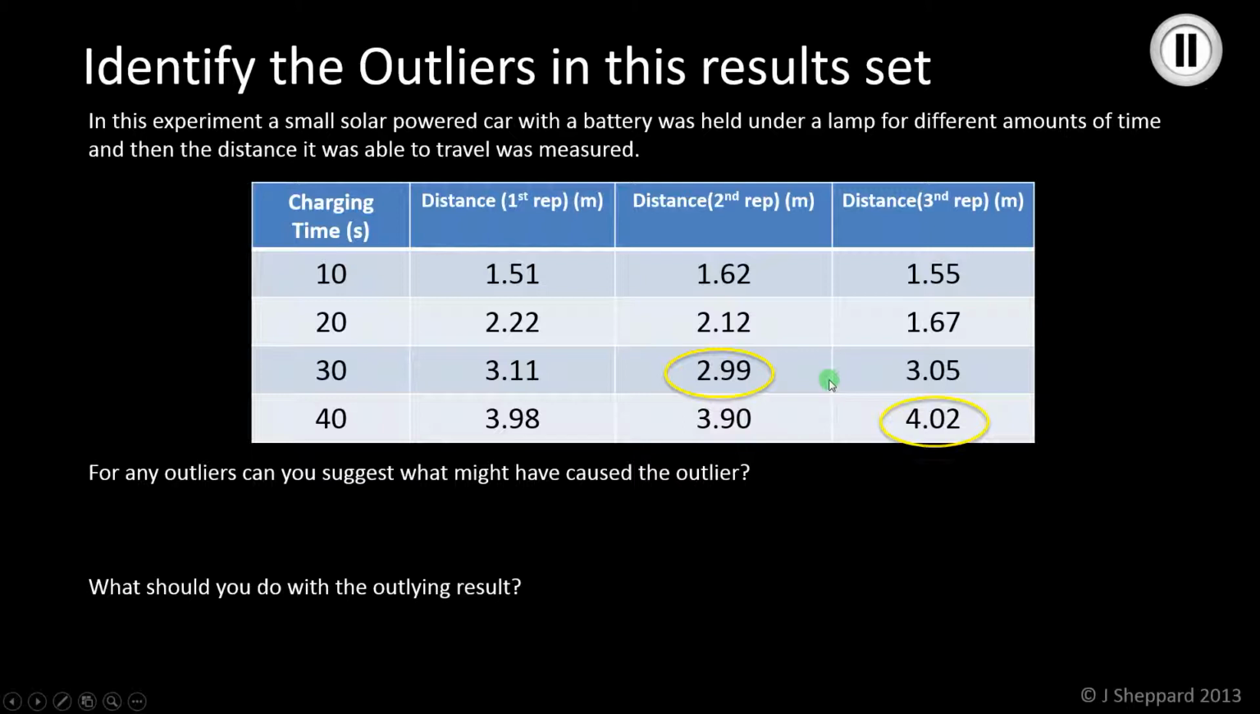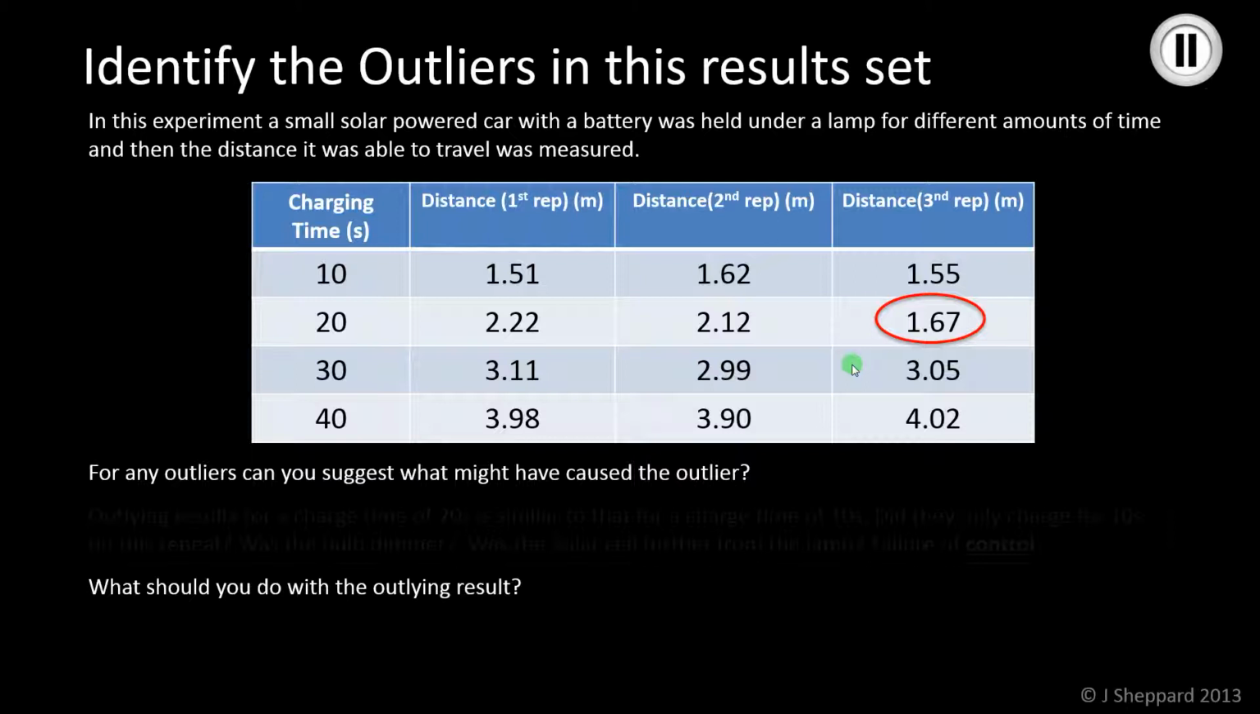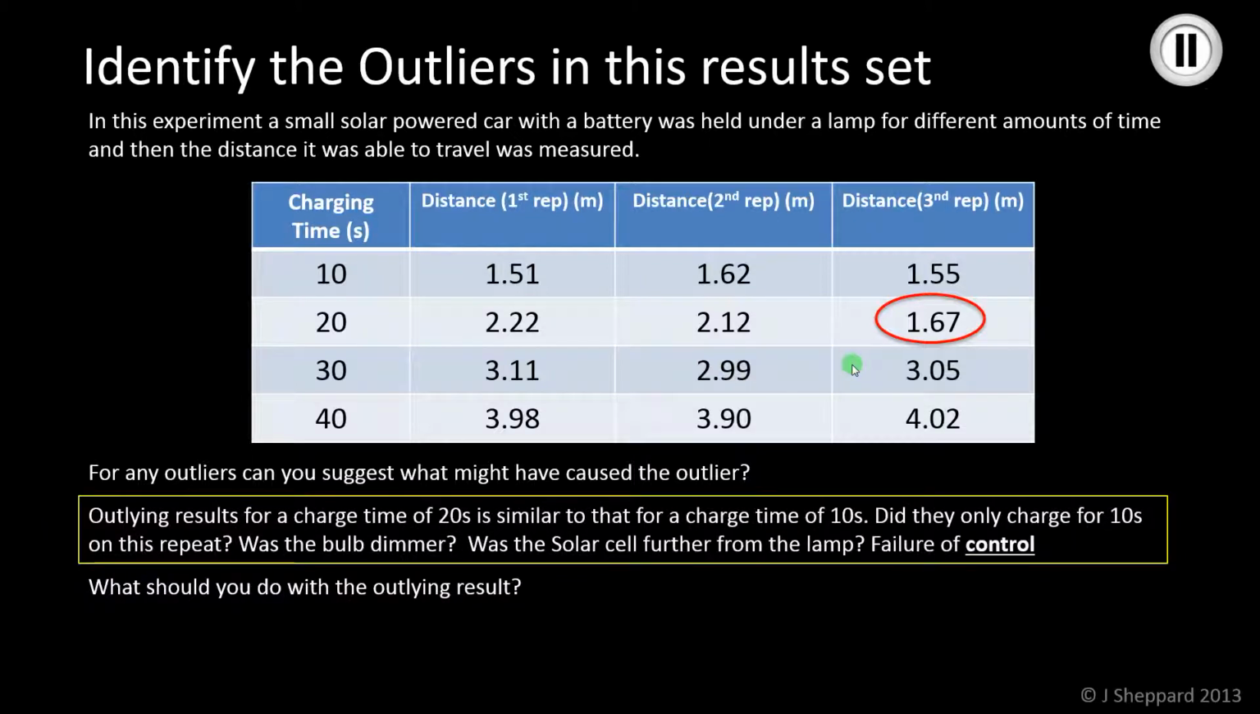The most obvious one that is correct is the 1.67. I think that's probably the obvious outlier there. And there are several reasons you could suggest. Again, you haven't done the experiment, so you don't know. But it's very similar to the 10-second charging time. Is it possible they've accidentally done it for 10 seconds for that one? Did the bulb get dimmer for some reason? Was the solar cell kept further away from the lamp?